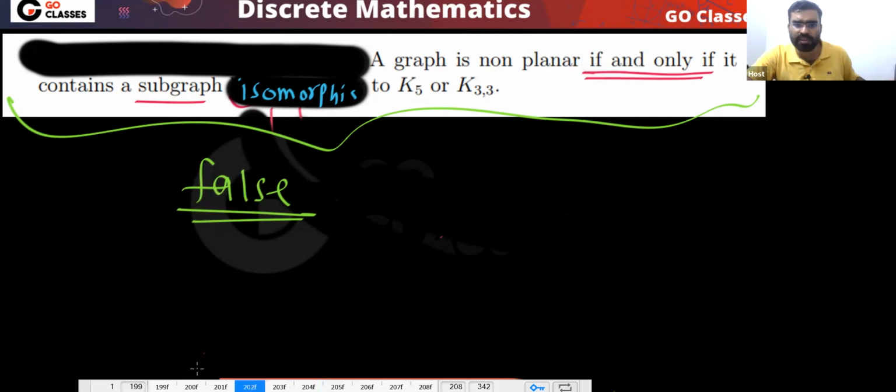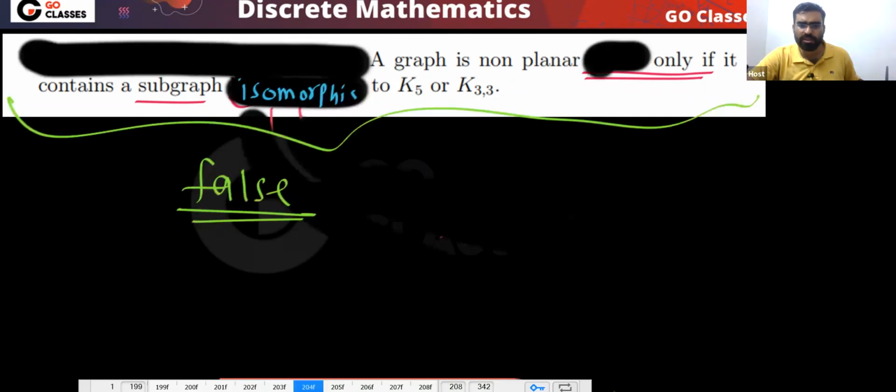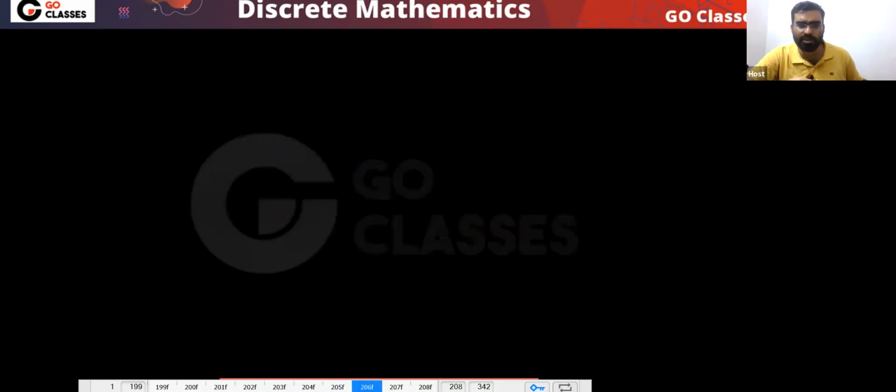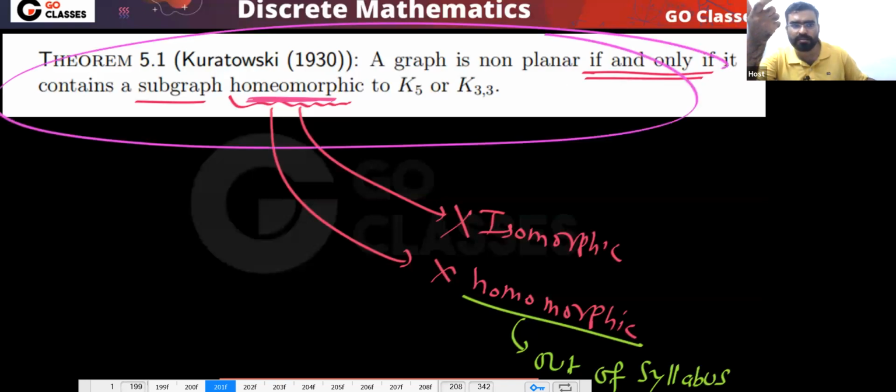And this homeomorphic is two ways. If you have this homeomorphic, then this will be two ways. So this is your statement. I just want to tell you that this is the Kuratowski statement. And this is what you need. Basically, you need to learn this statement by heart.